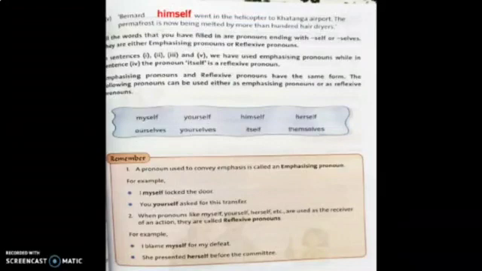Children, remember, a pronoun used to convey emphasis is called an emphasizing pronoun. For example, I myself locked the door. You yourself asked for his transfer. When pronouns like myself, yourself, herself, etc. are used as the receiver of an action, they are called reflexive pronouns. For example, I blame myself for my defeat. She presented herself before the committee.